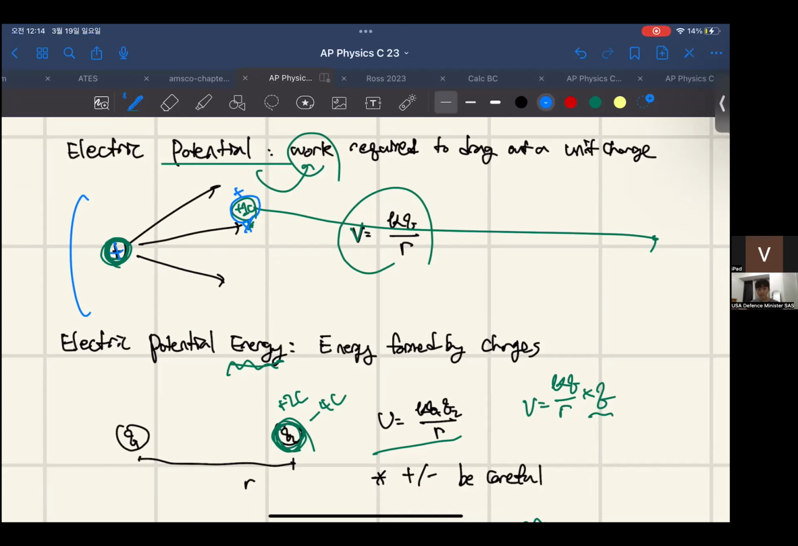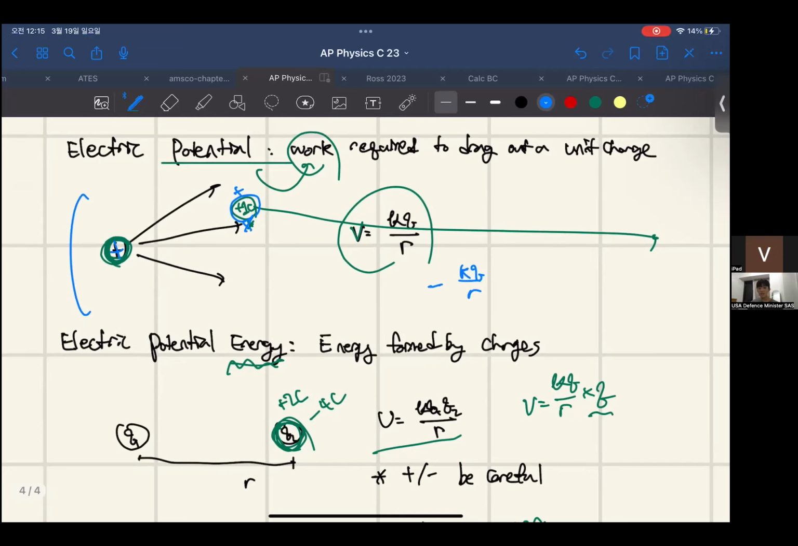Now, in this situation, some people might think the work required is 0. However, it's not. It would be minus kQ over r.